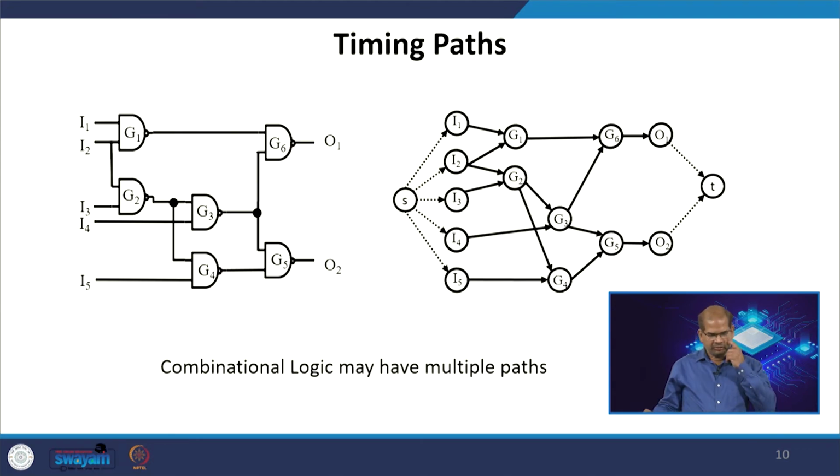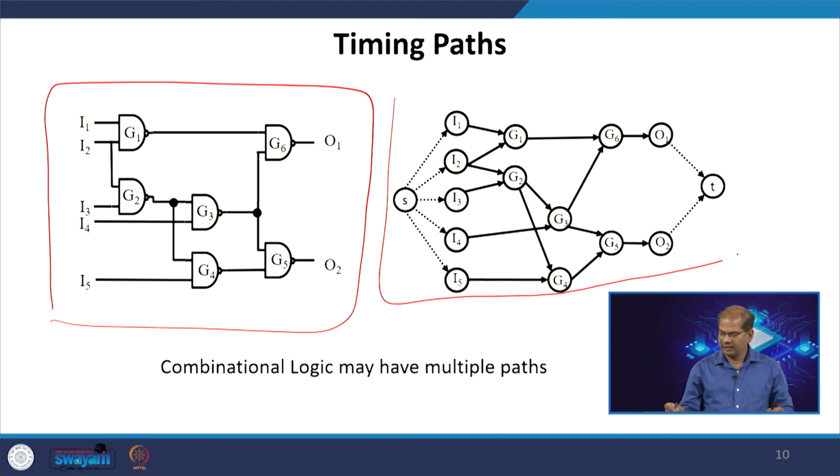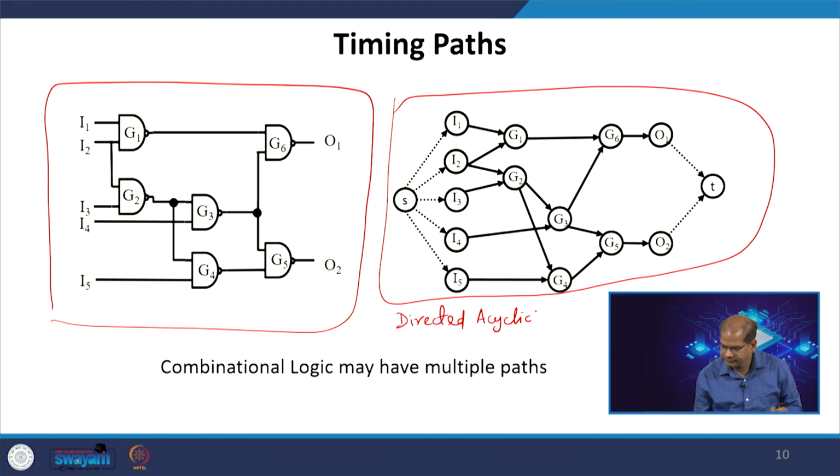If you can look into this one, we have a circuit given in the left hand side and right hand side is basically a graph. What type of graph? We have already discussed several graphs. This is basically called a directed acyclic graph, or DAG.